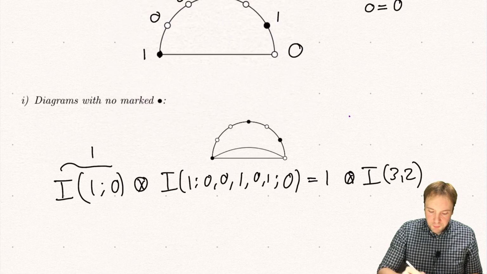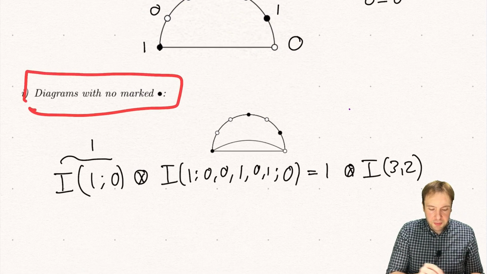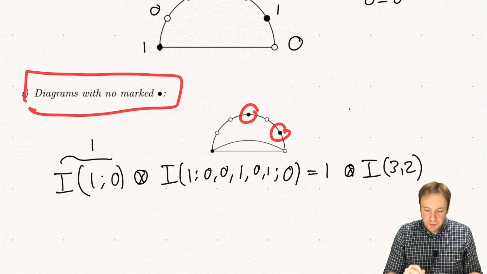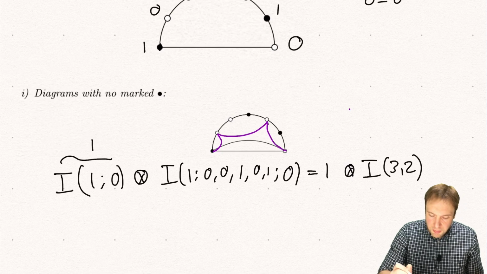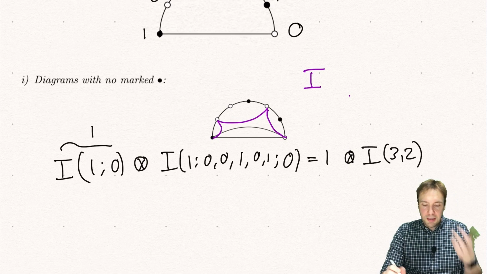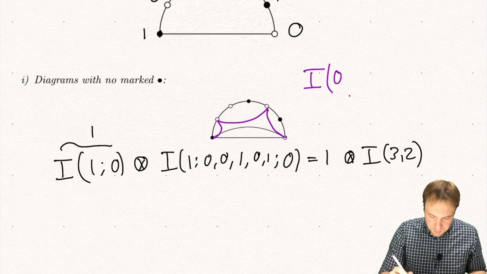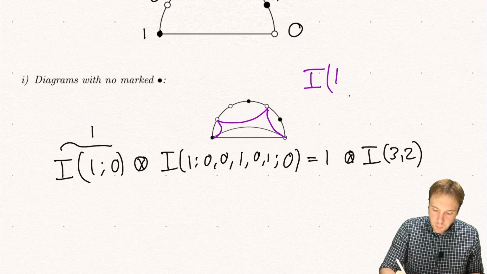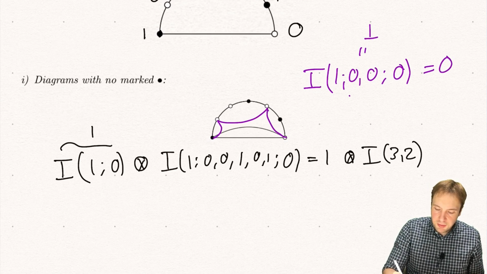And every other choice, so for example, here we consider all diagrams where we do not choose these two dots. But what about, for example, this one here? Well, this would correspond to, on the left-hand side, we would choose 1, 0, 0, 0. But this is 0 because this is just I2.